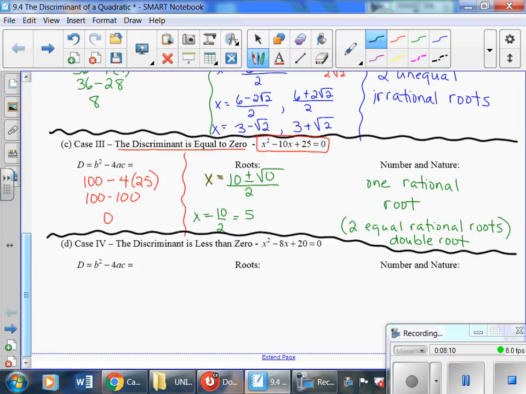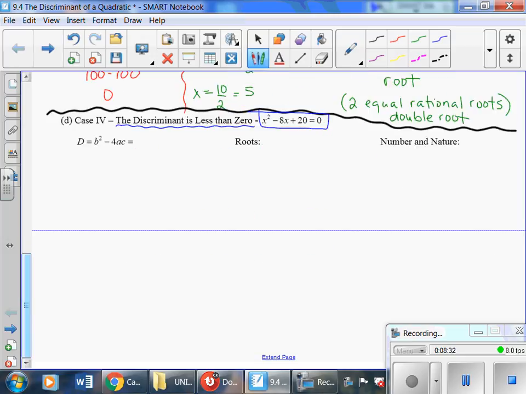Okay, so now we're on to our last case. And our last case is when our discriminant is less than 0. So hopefully, after just finishing up with the rest of Unit 9, you're going to have an idea of what this is going to look like. All right, so this is the example we use. I'm just going to add a little bit of room here. And we have b squared minus 4ac, which is 64 minus 4 times 1 times 20.